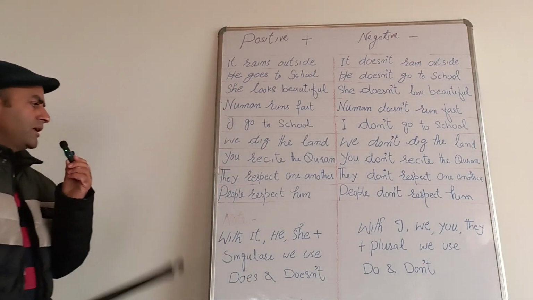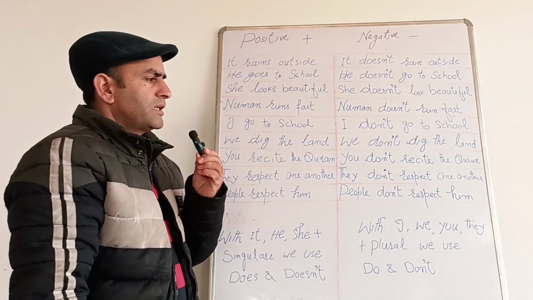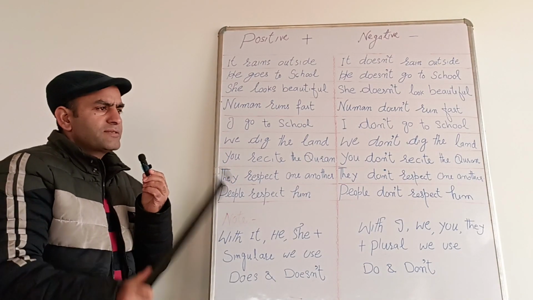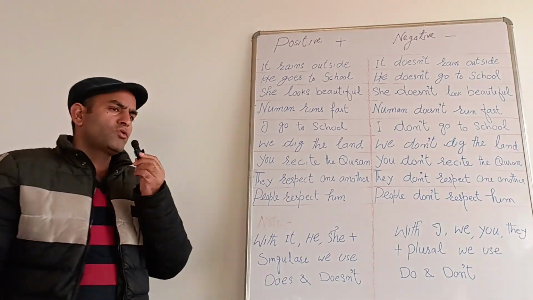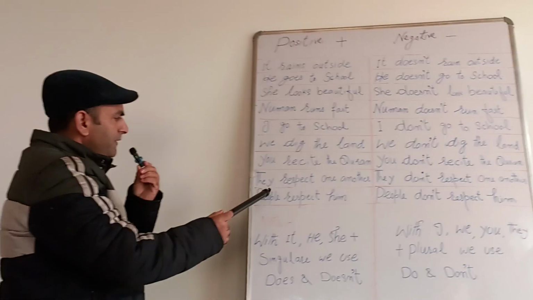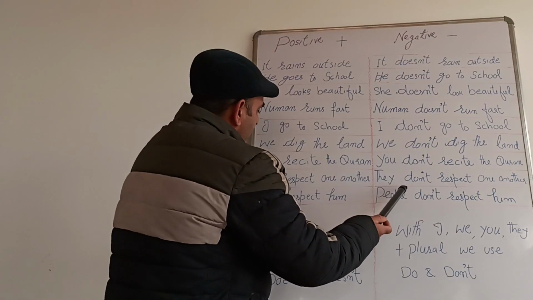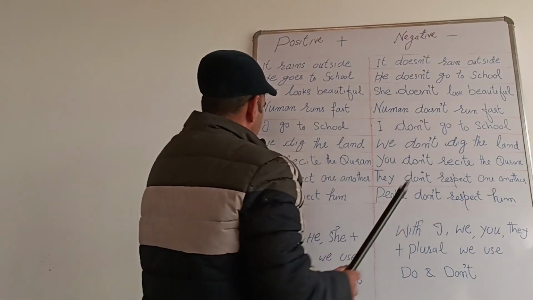I'll tell you one thing here, where we use each other and where we use one another. Each other is used with two people only, two persons, and one another is used with more than two people. That's why I have written here, they respect one another. In the negative we have used: they don't respect one another.